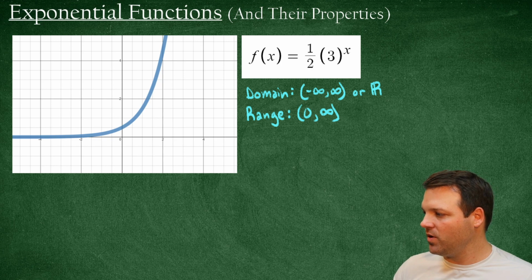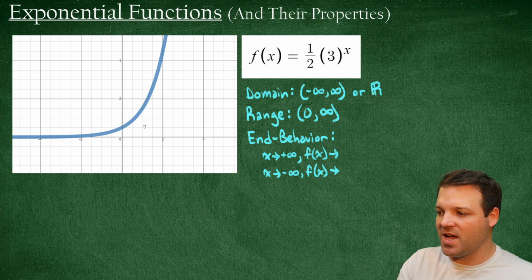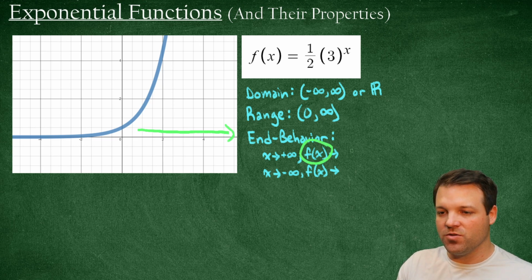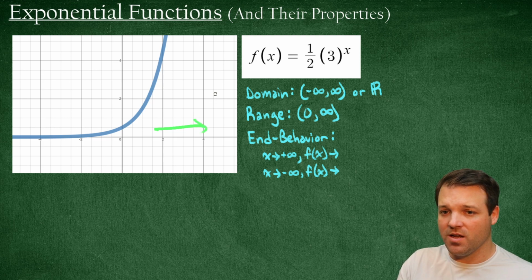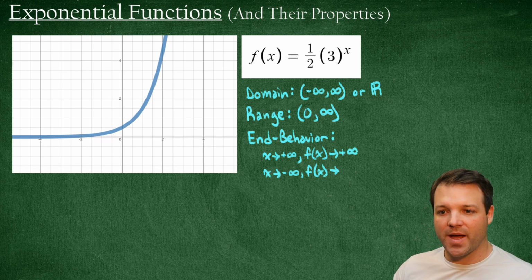All right, what else? What about our end behavior? As x approaches positive infinity, meaning as x goes further to the right, what do our y values yield? Well, as x goes further and further to the right, the y values are going to go further and further upwards at an alarmingly exponential rate. So we would say that f of x approaches positive infinity.